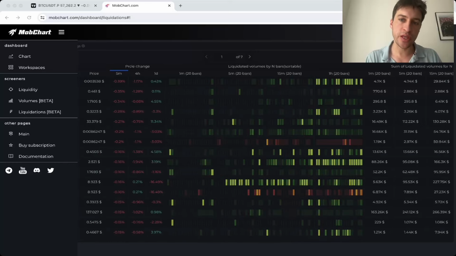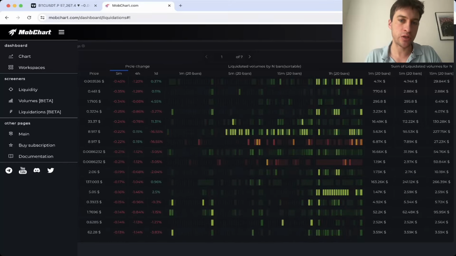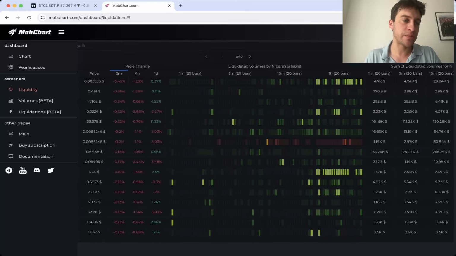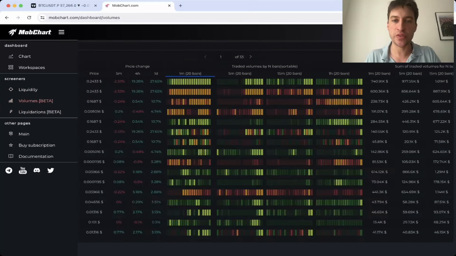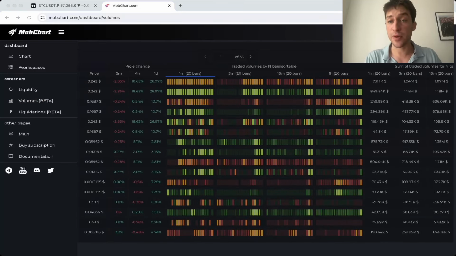So I hope that this was helpful for finding screeners that you can use to look for added demand and supply, executed orders, and people's liquidations. And yeah, that's going to just about be it.